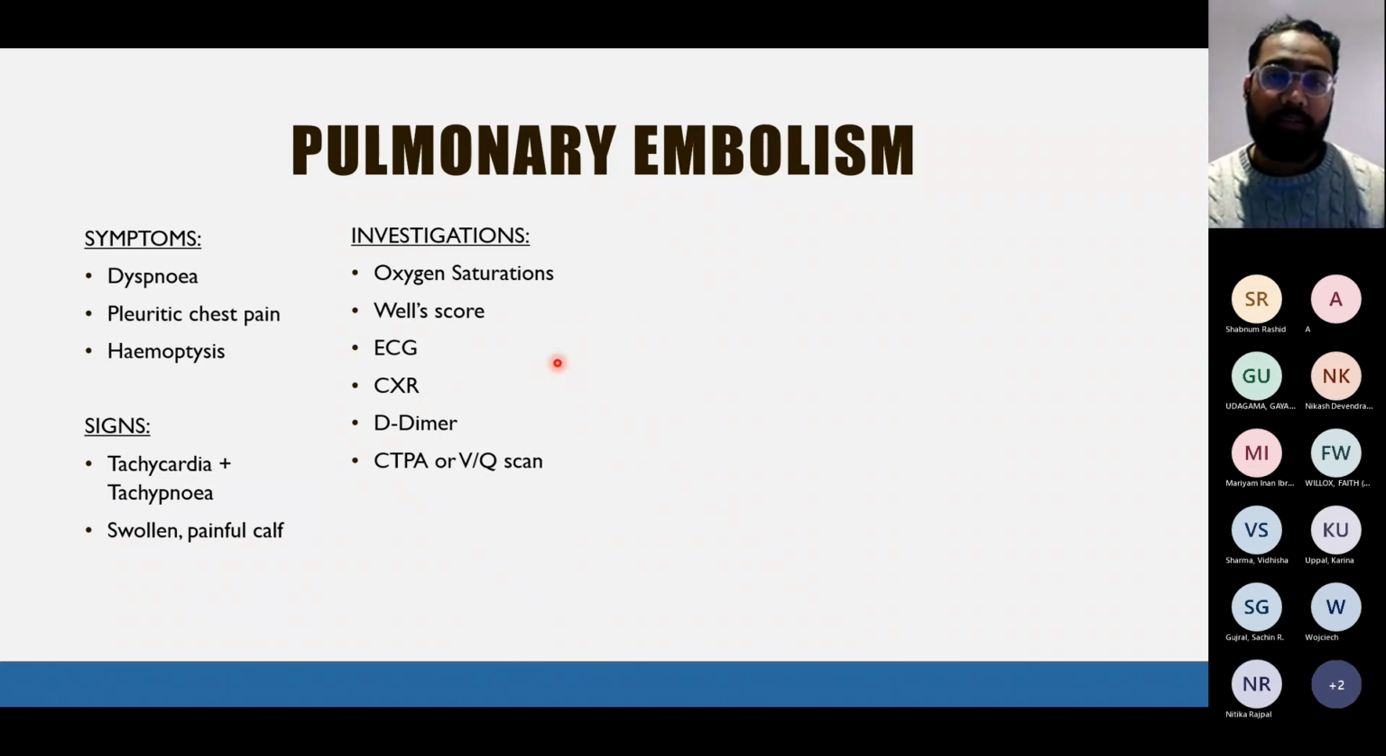That's more clinical. We do a chest X-ray to rule out other pathology. Usually we can't see a pulmonary embolism. It's very uncommon to be able to see one on a chest X-ray, but we do a chest X-ray to rule out other causes of the patient's presentation.